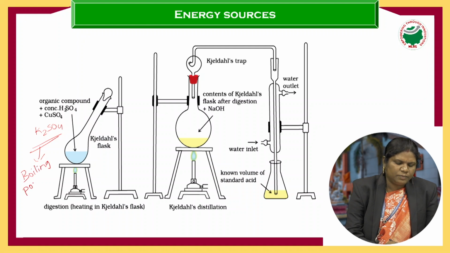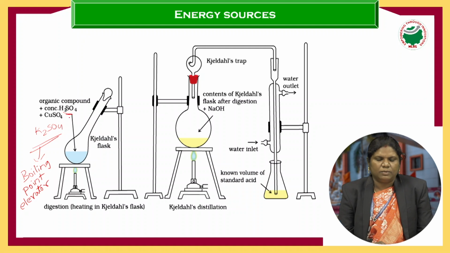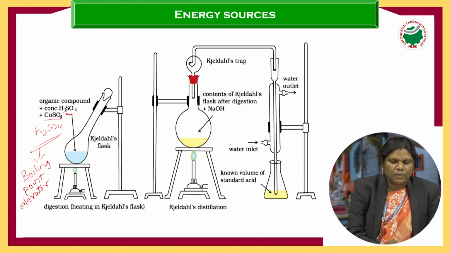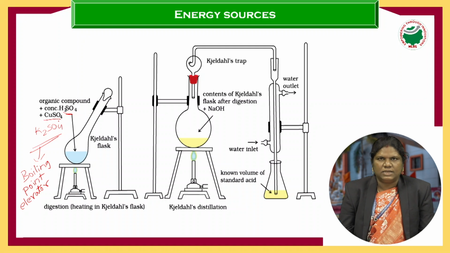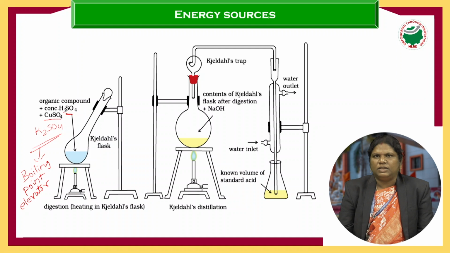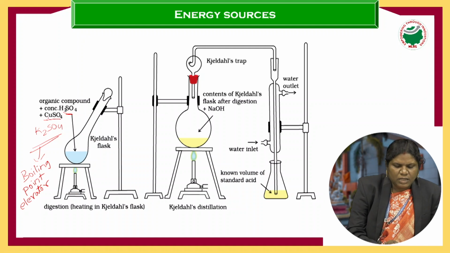Boiling point elevator means it will enhance the sulfuric acid boiling point. And here CuSO4 will act as the catalyst. Catalyst means it will only enhance the rate of the reaction. It won't participate in the reaction. Here the CuSO4 will act as the catalyst.